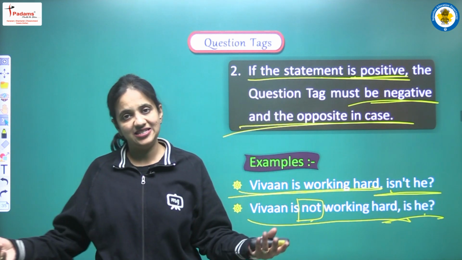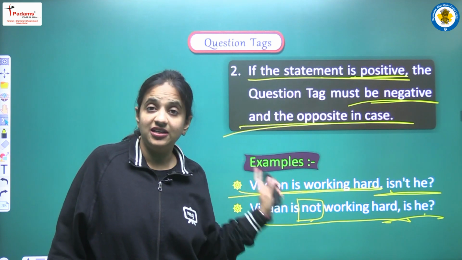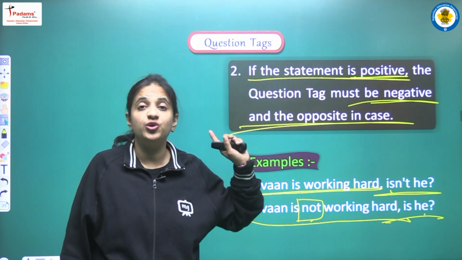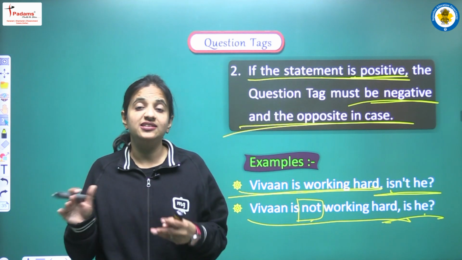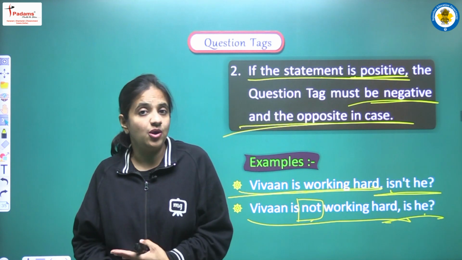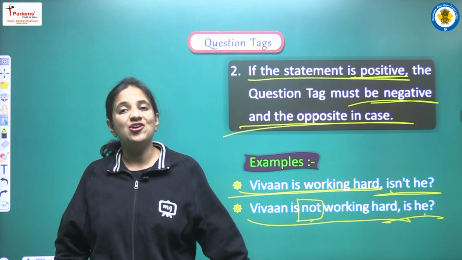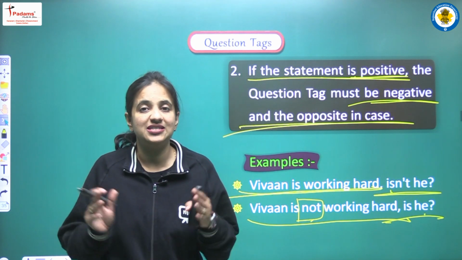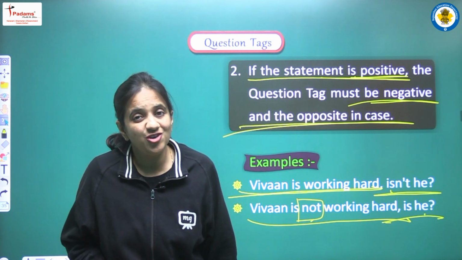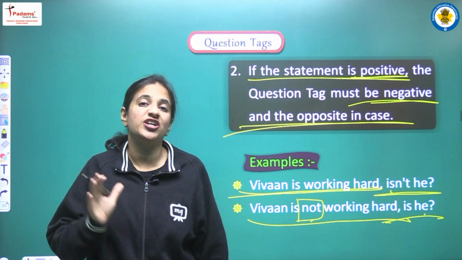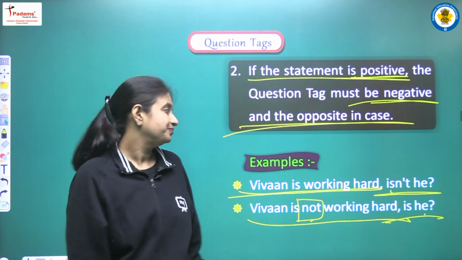Okay, so it's a very easy rule. You have to apply this rule every time. You have to read the sentence very carefully. You have to observe whether the given sentence is a positive one or negative one, and according to that only you have to decide what kind of question tag you have to add, positive question tag or negative question tag. Okay.